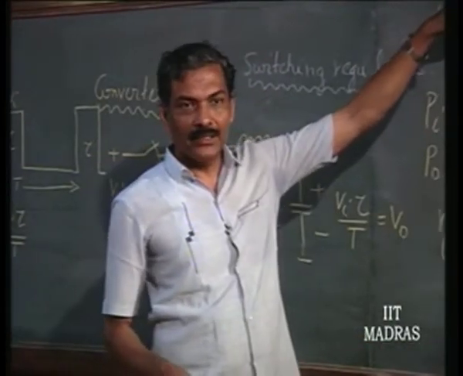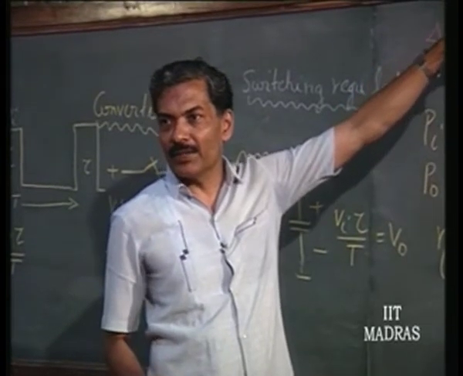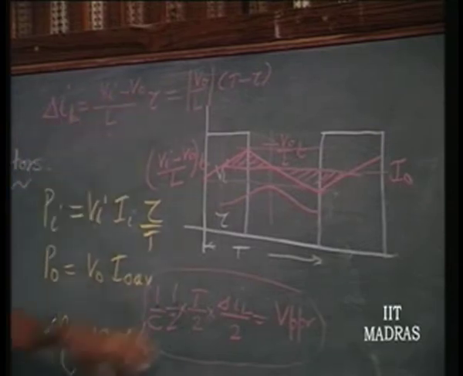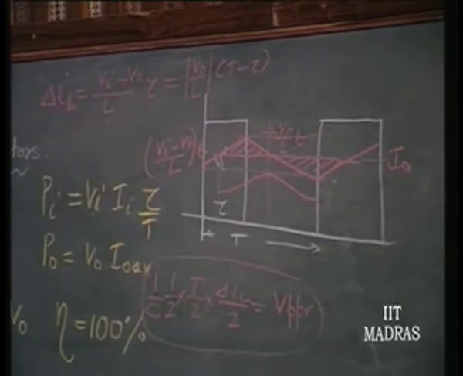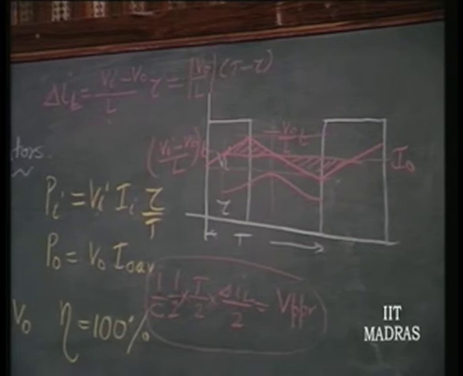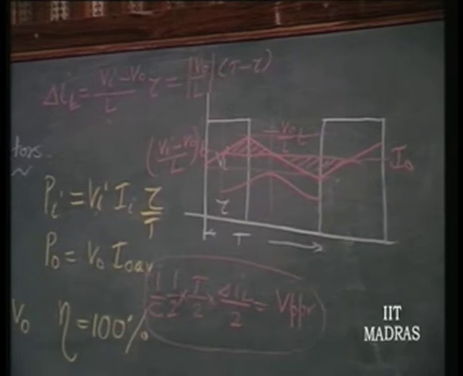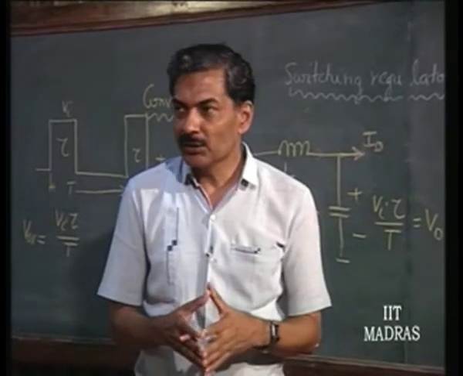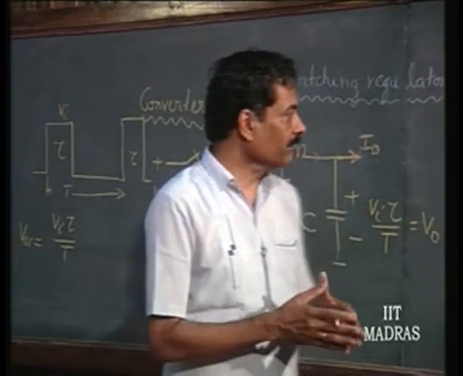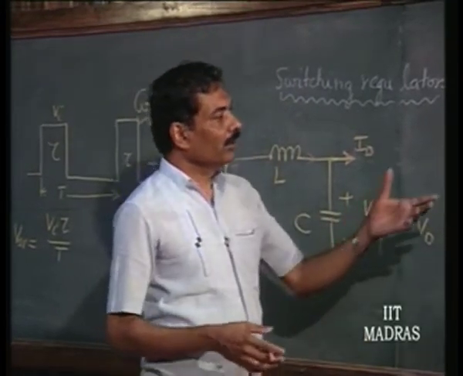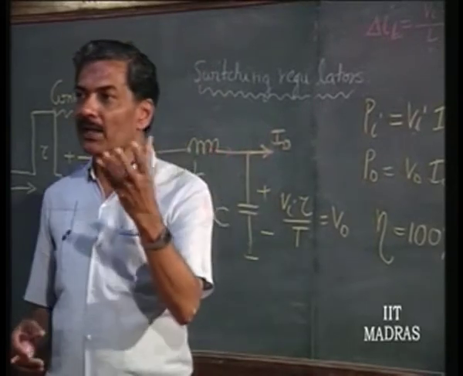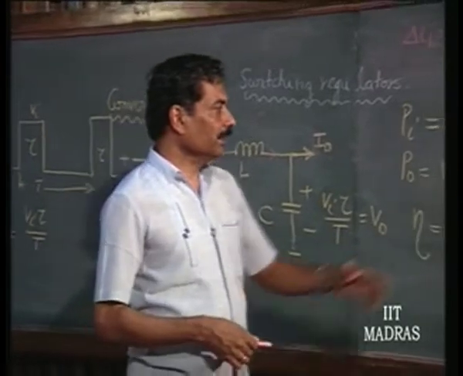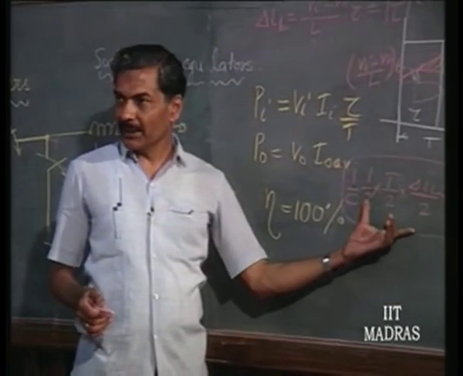Delta IL we already know in terms of Vi minus V naught by L into tau. So, you know that T is 1 over what? Frequency, the frequency with which this switch is getting switched on and off. So, tau over T is nothing but what is called the duty cycle. So, this is a very good approximation.